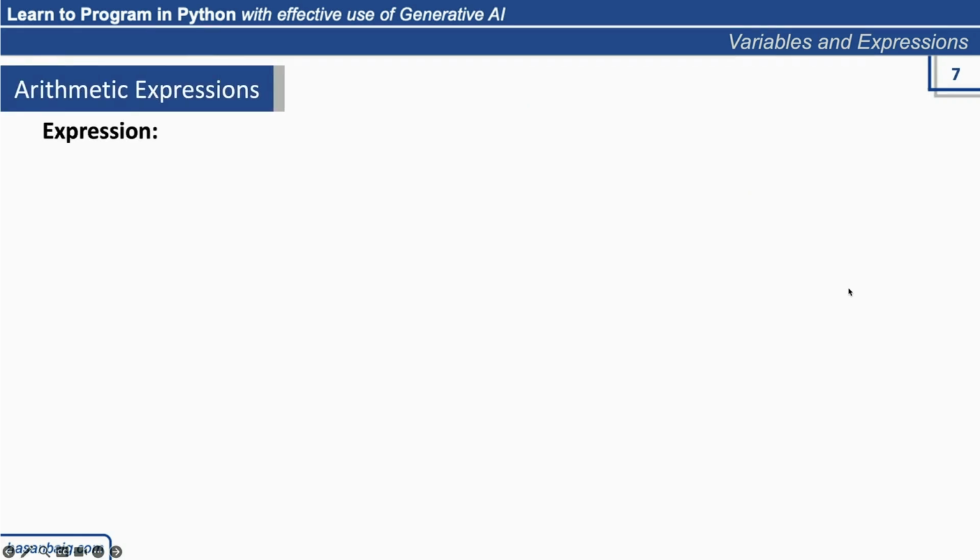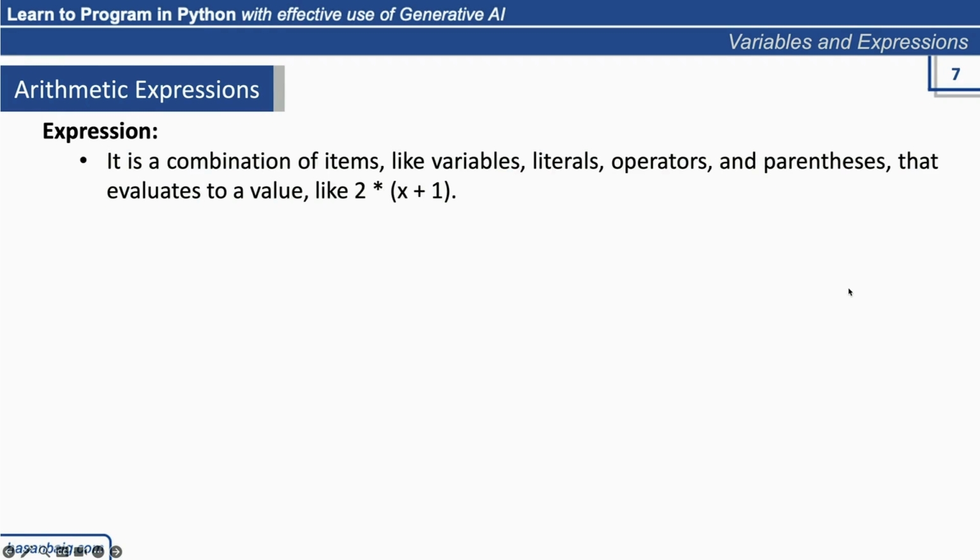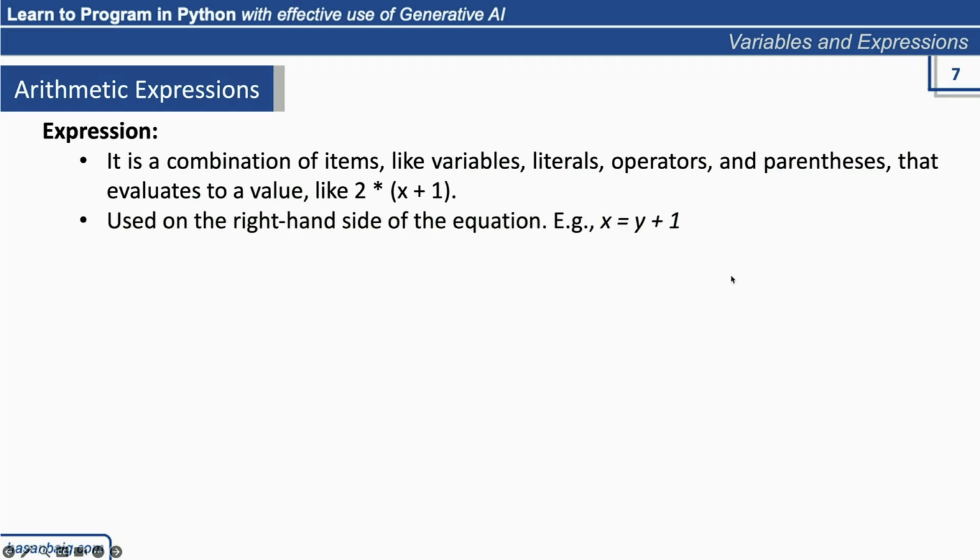Arithmetic expressions. We still have 4 minutes, so I want to cover this slide. An expression is a combination of items like variables. You have already seen an expression while calculating salary: wage times another variable, plus maybe a constant value. So 2 times x, where x is a variable. You see, it's always used on the right hand side of the equation. Whatever is on the right hand side is what we call an expression. We have already seen that in the example.